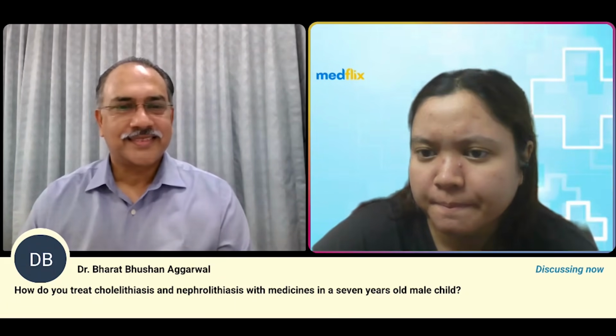Next, Dr. Bhushan Agarwal is asking, how do we treat cholelithiasis and nephrolithiasis with medicines in a 7-year-old male child? I think this will be a surgical discussion. I'll skip this question if you don't mind, because this will depend on the cause. Basically, if you have cholelithiasis, as a medical person, I would look out for why it occurred in a 7-year-old. So I'd be looking at hemolytic anemias and things like that. For nephrolithiasis, I would think about why there is nephrolithiasis. Treatment-wise, it would be surgical if symptomatic.